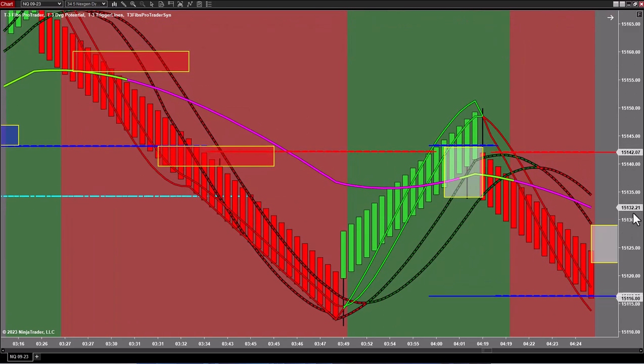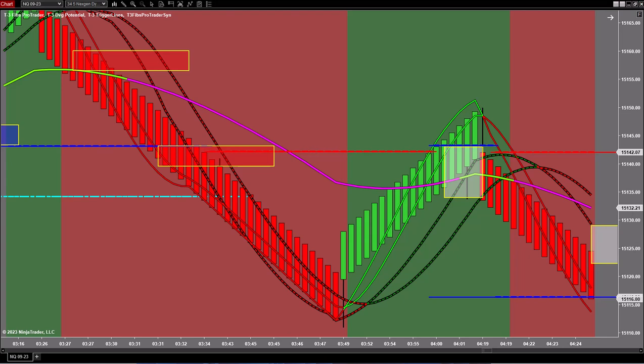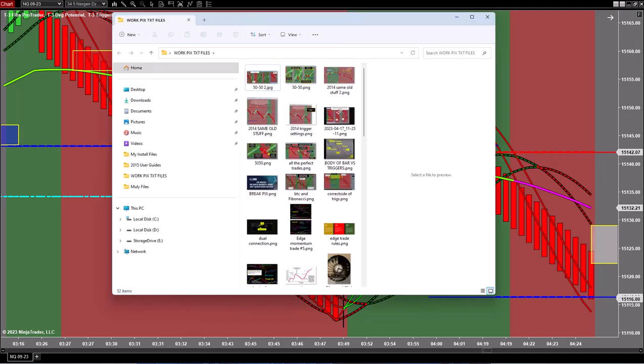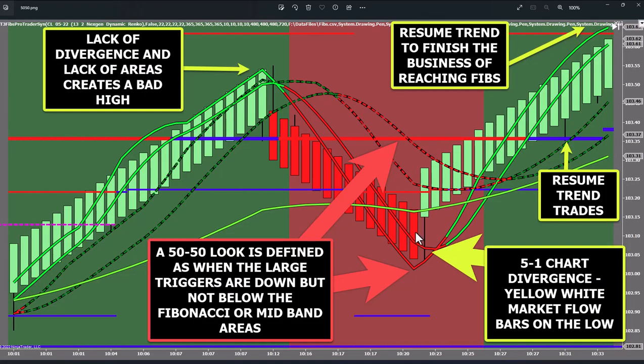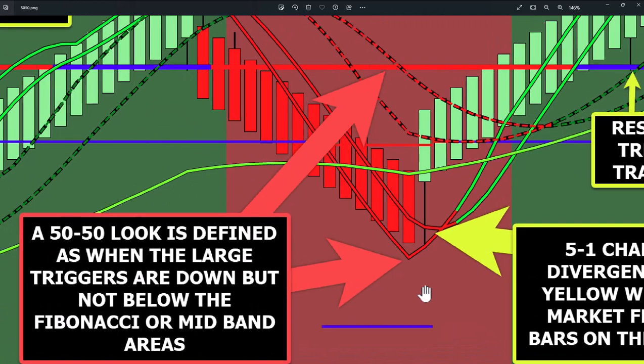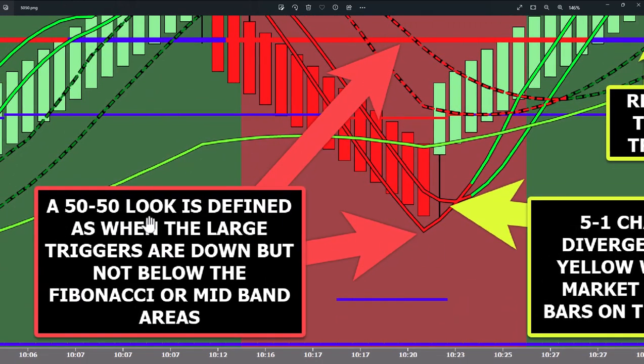This is one that we deal with a lot in the market. And the sooner you get this one down, it's really easy. It's really simple. I've got an old example picture here. Let me just show you this example picture. It's from a long time ago, but this is what we call a 50-50 look. And it's not odds of winning or anything else. It just means that you've broken an area of Fibonacci or mid bands or one-to-ones or any of the horizontal lines.